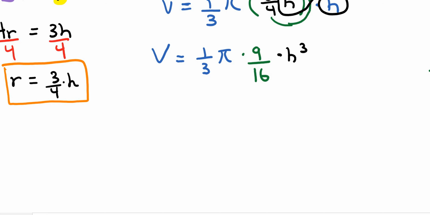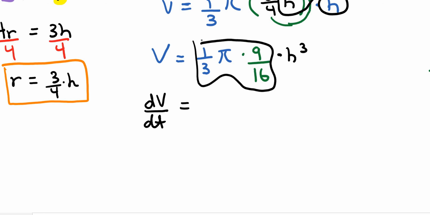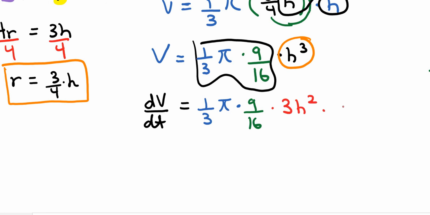All right, after that, let's go ahead and take the derivative now. So this will be dV divided by dt. This part right here is all a constant, so we can just leave that alone. So that's 1/3 pi times 9 over 16. The constant remains the same. What we need to worry about is this derivative right here. The derivative of that is going to be 3. Sorry, that 3 didn't come out correctly there. So that's going to be 3h to the power 2 times dh by dt.